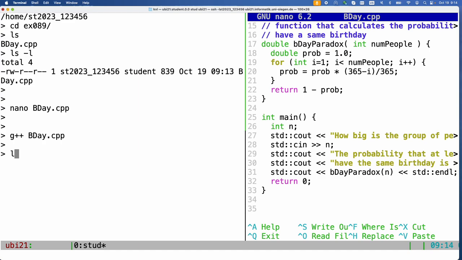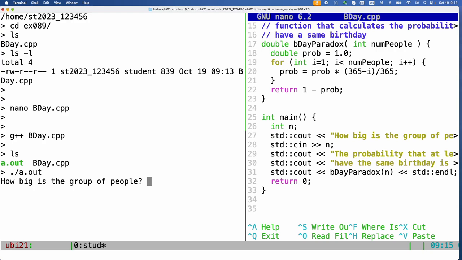Because it means, if we look at the directory again, there's now a file called a.out. This is a default file that will basically be our executable. And now to execute a.out, we just have to do dot slash, meaning in this directory, execute a.out. And if we execute it, then we will execute exactly the program that we had.